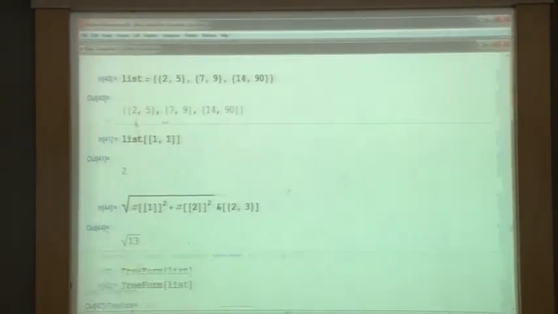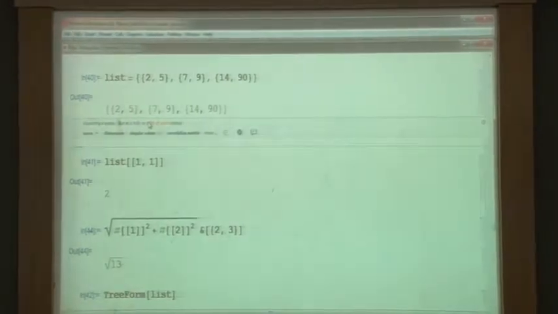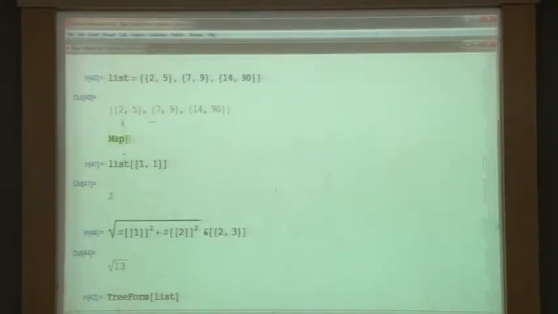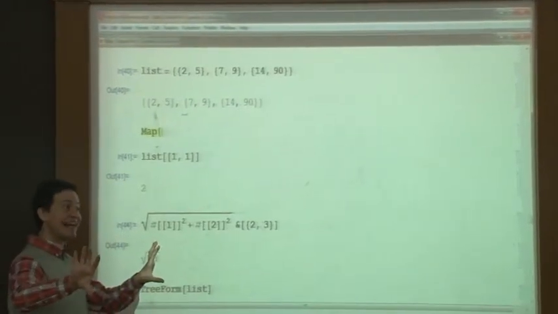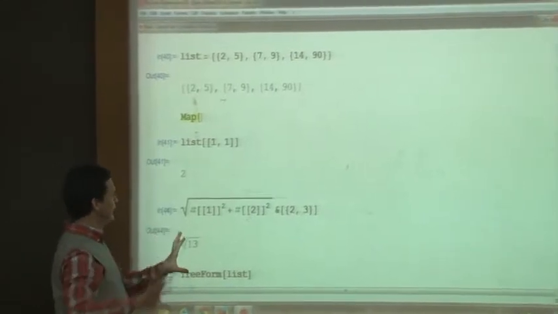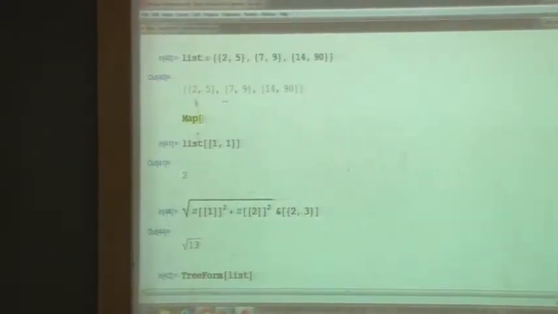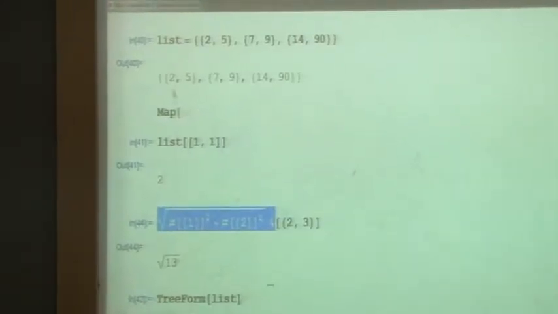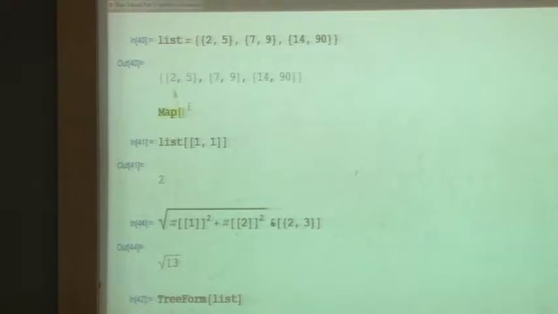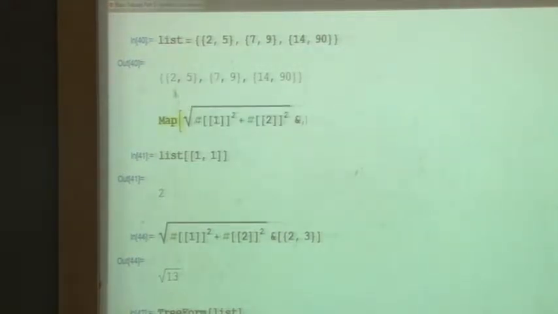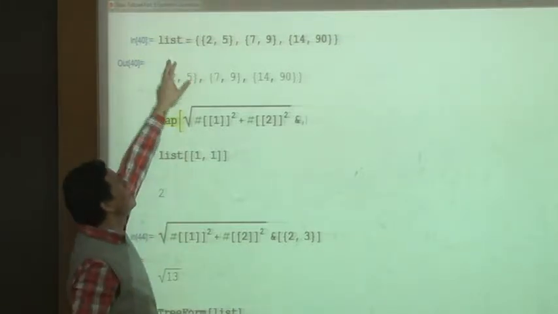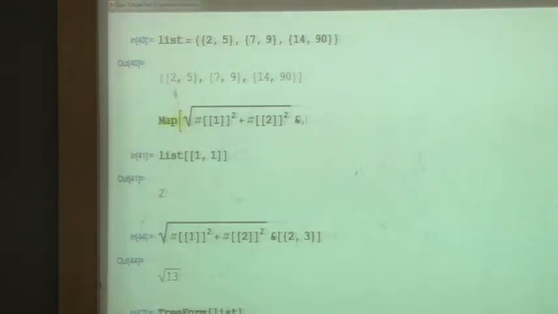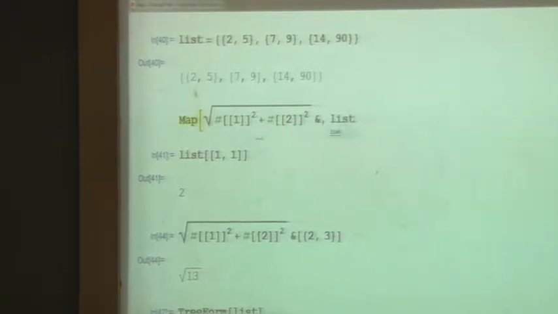Okay, so I got the list, right? Okay, so let's do this. I'm going to use the command map, all right? And this command will allow me to apply a function to the elements of a list. The function, I already defined it, right? The function is this one. This is my function, correct? And now I need the elements of the list, right? But I already know the list is the list, correct? Because I already put that there. So I'm going to put list.